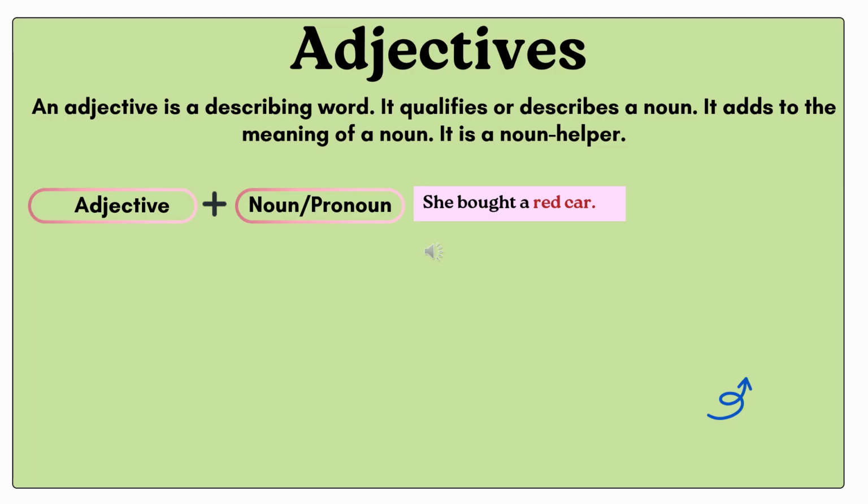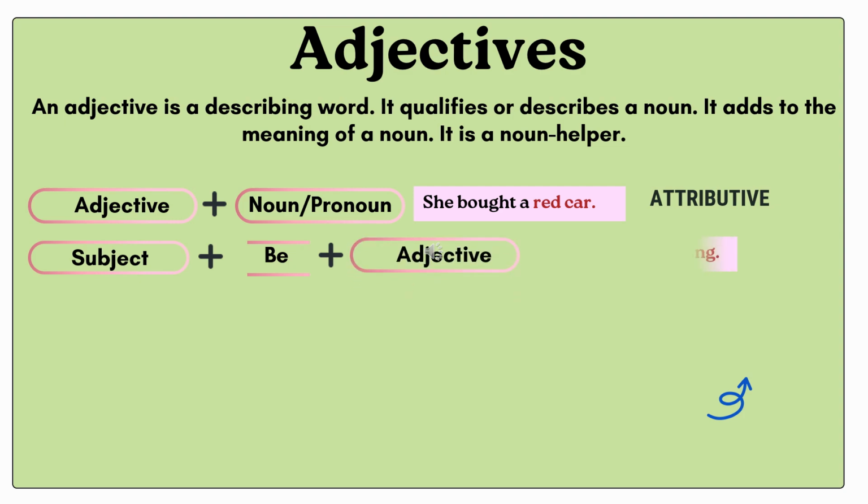For instance, she bought a red car. Here, the adjective red is right before the noun car. The second structure is predicative. Here, the adjective is linked to the noun by a verb, most commonly the be verb. The structure is subject plus be plus adjective. The movie was boring. Here, the adjective boring is connected to the subject the movie by the verb was.